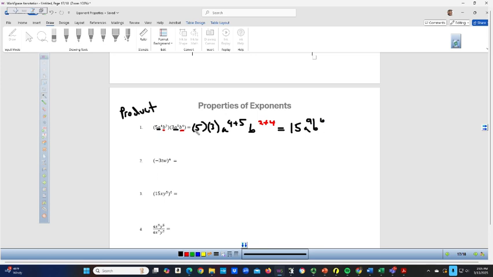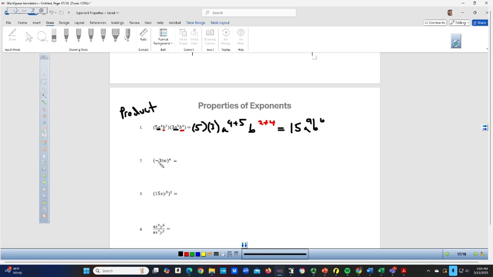One of the mistakes that happens seldomly is students multiply, right? They say, well, 4 times 5 is going to give me 20. Well, that's when you apply the power rule, but this isn't a power being raised to a power per se.